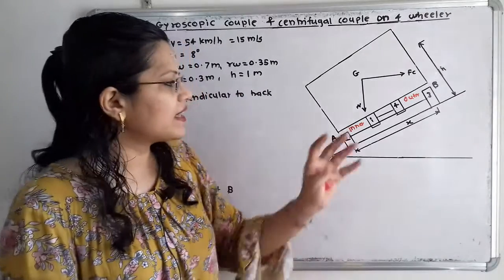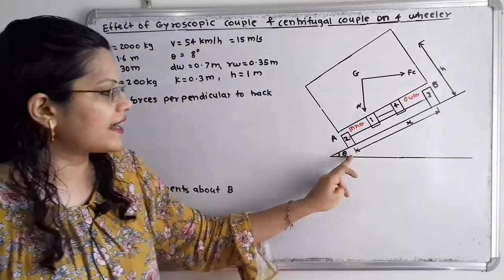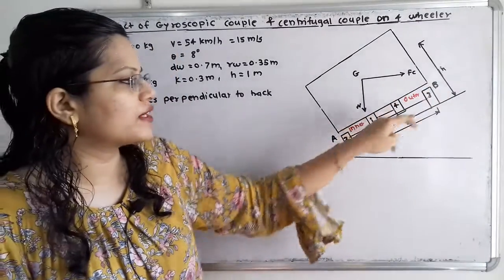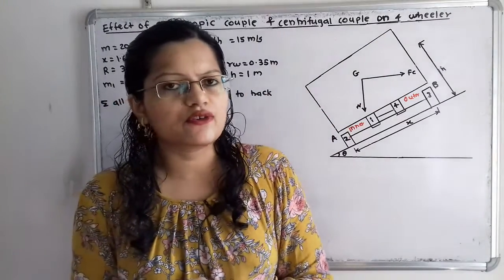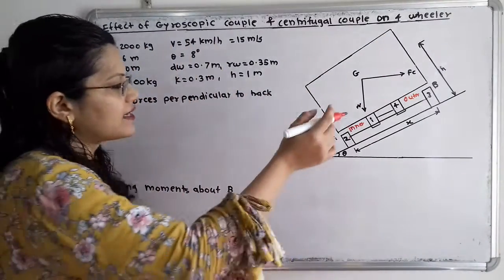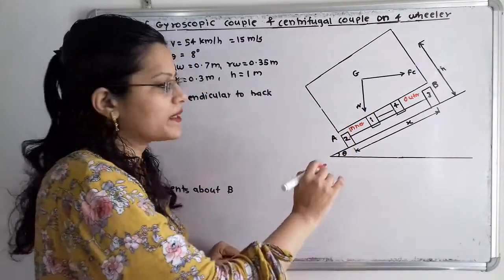Now this is the given data and here is the diagram. We have to draw the track inclined at an angle theta. Then we draw the 4 wheels, and this is the front view. So why are we taking the front view? Because in the front view we can clearly see the exact location of the center of gravity.